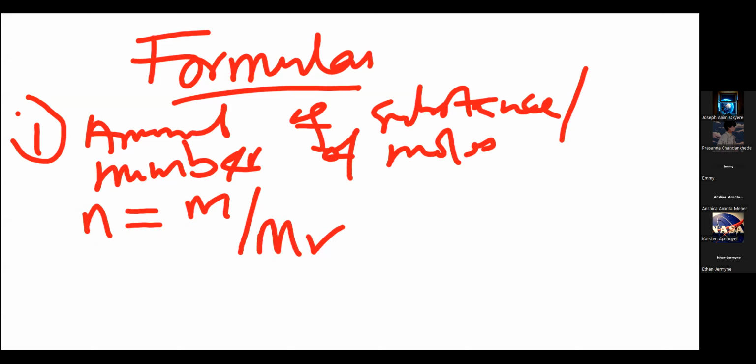Now the question is, when do I use this formula? We use this formula when the mass is given to you. So you see that 0.3 grams, 0.2 kilograms has been given to you. The moment you see that the mass has been given to you.